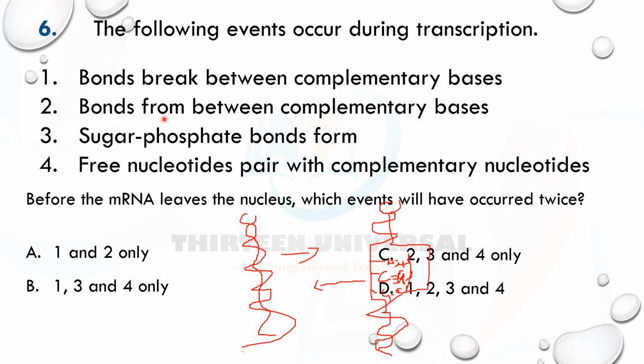The first time bonds are formed is when the nucleotides align along the template strand. They form hydrogen bonds with their complementary bases. The second time bonds are formed is when the DNA winds up back, so bonds are formed between the bases on the two template strands. So therefore the answer is what? A, 1 and 2. All right, let's go to the next question, guys.